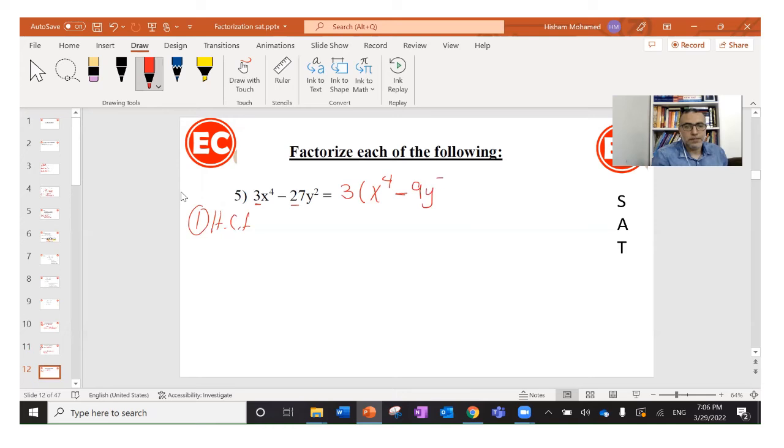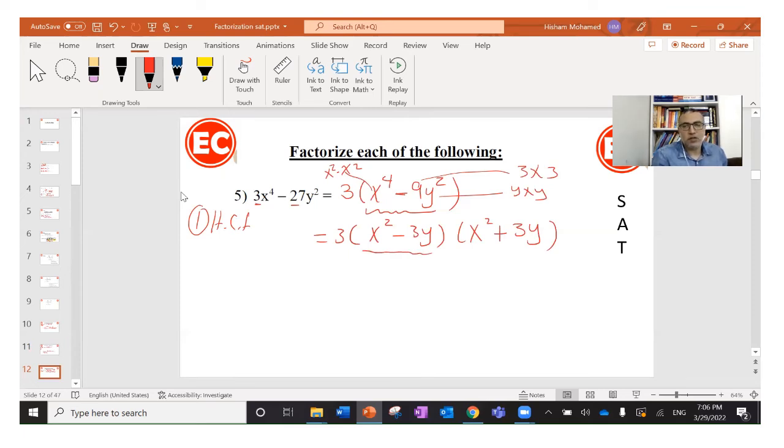And y squared. This bracket is a difference of 2 squares. So x squared minus 3y and x squared plus 3y. Why? Because 9 is 3 by 3, y squared is y times y, and x power 4 is x squared times x squared. And notice that this one is not a difference of 2 squares. So I'm going to keep the answer like this.